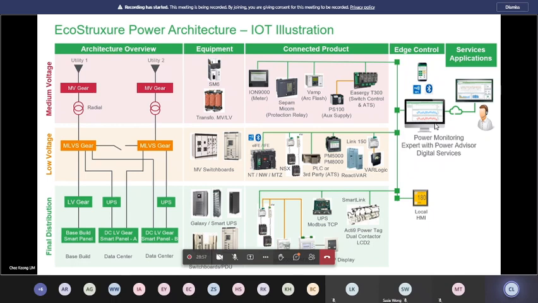Let's have a look in more detail. When we talk about the entire power chain, we can address, like I mentioned, everything coming down from the grid, to the distribution, to the MV, LVs, all the way down to the monitoring. Now, how does all this relate to digital energy? Every single step of the way, be it the architecture overview, the equipment, the connected product, can be connected in the digital realm. That is where we talk about IoT.